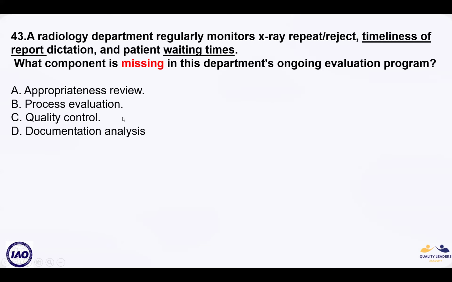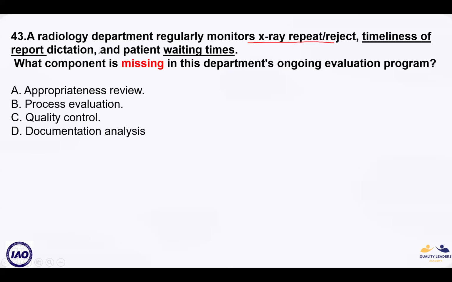Now, coming to the next question. A radiology department regularly monitors X-ray repeat or reject, timeliness of report dictation, and patient waiting times. What component is missing in this department's ongoing evaluation? So it's asking, a radiology department monitors three specific metrics. What is missing from the evaluation? What are they not doing? They are monitoring X-ray repeat or reject, so technically they are looking into technical quality of imaging. Here they are monitoring the quality control.